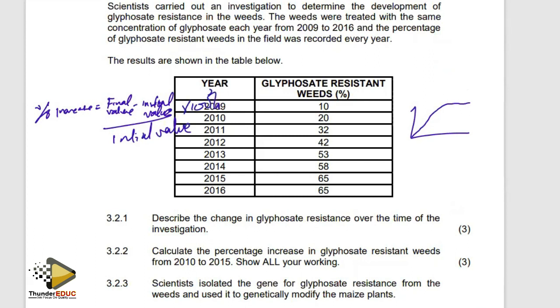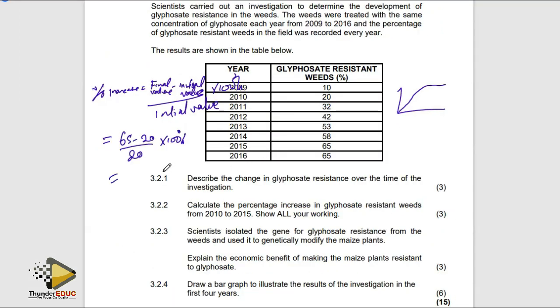So in this case, from 2010 it is 20, and 2010 is the initial value, and then in 2015 it is 65. So the percentage increase is going to be equal to 65 minus 20, divided by the initial, which is 20, then times 100%. So the answer you get is going to be the percentage increase. So that's how we calculate the percentage increase.